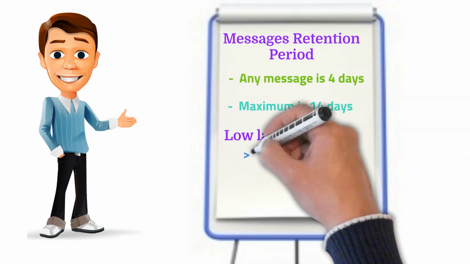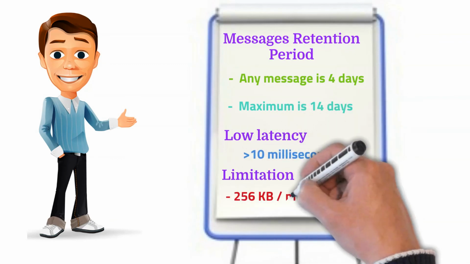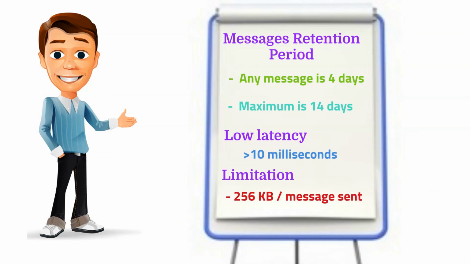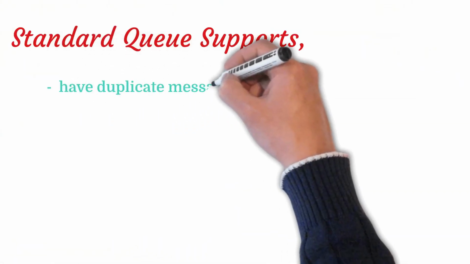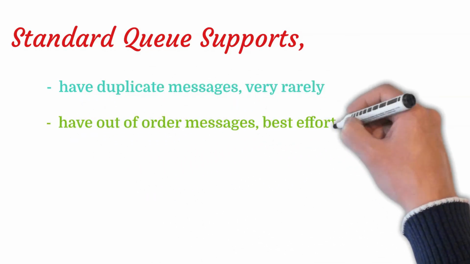Low latency, less than 10 milliseconds on publish and receive. Limitation of 256 kilobytes per message sent. It can have duplicate messages, very rarely. It can have out-of-order messages, best effort ordering.